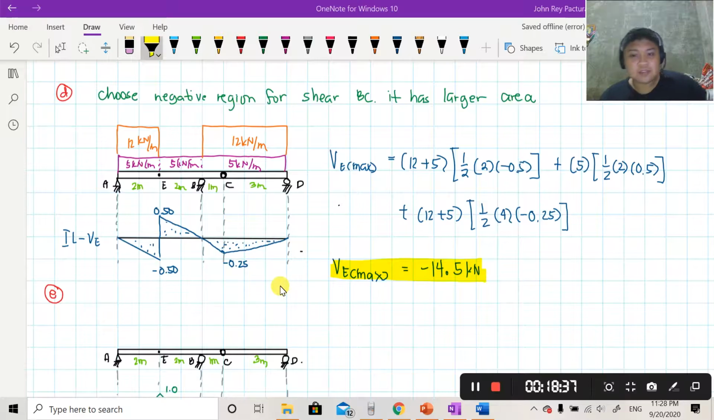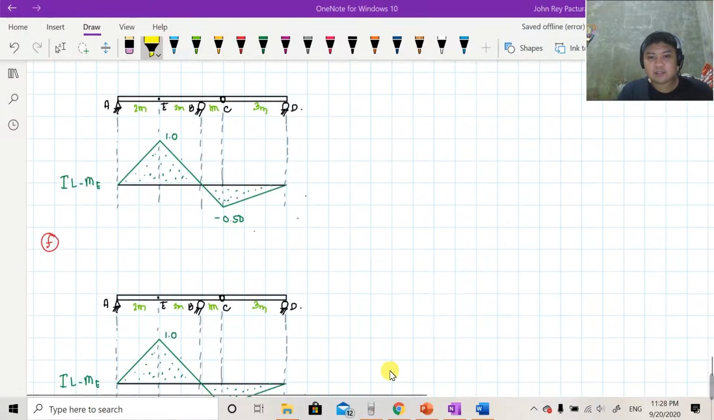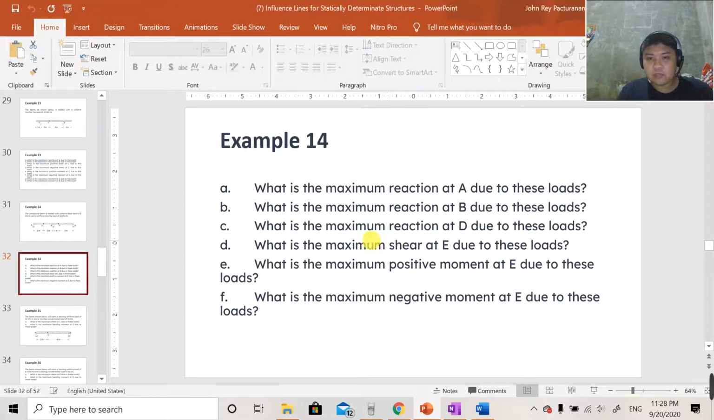So next tayo, class, no? Ang next na solve natin according sa tanong is the maximum positive moment at A due to this load. Pero sa moment, no, talagang usually tinatanong pag influence line, maximum positive moment at the same time maximum negative moment, no. Parang sa shear and moment diagram, talagang tinatanong yung positive and negative kasi nga pagdating niya sa design, may iba't ibang interpretation yan.